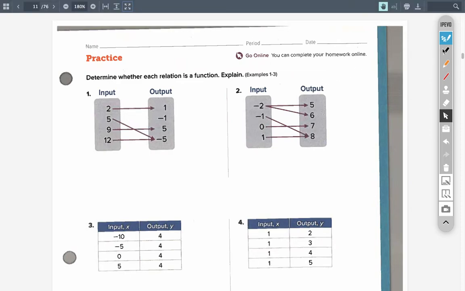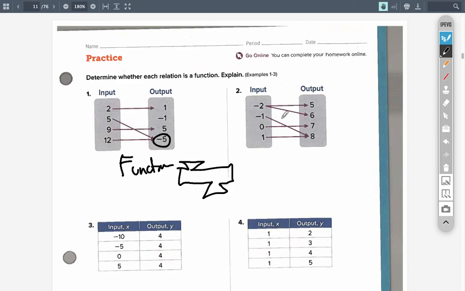Okay, so let's take a look at page 261. So number 1, is this a function or not a function? Well, again, if I have my function factory, I notice 2 produces 1 output, 5 produces 1 output, 9 produces 1 output, 12 only produces 1 output. This is a function. Now, it's okay that 12 and 5 both share -5. That's okay. They're only producing one output. So this is a function.